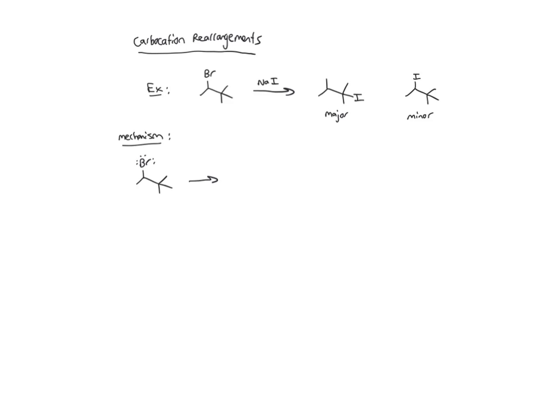First steps first, we are going to have that leaving group leave. That's our first step of our SN1 reactions. That's going to give us a carbocation. And what can happen with this carbocation: right now, we have a secondary carbocation. And it's secondary because the positively charged carbon is attached to two other carbons.